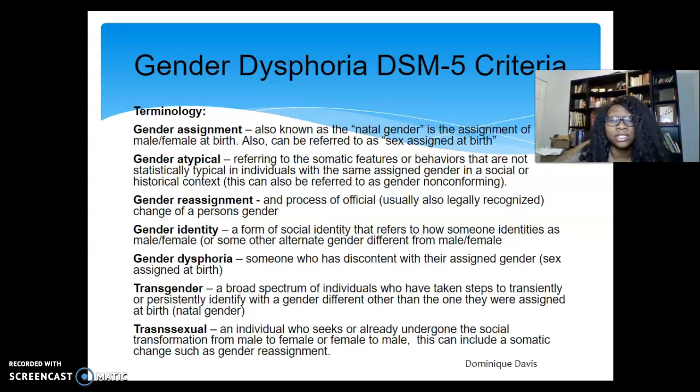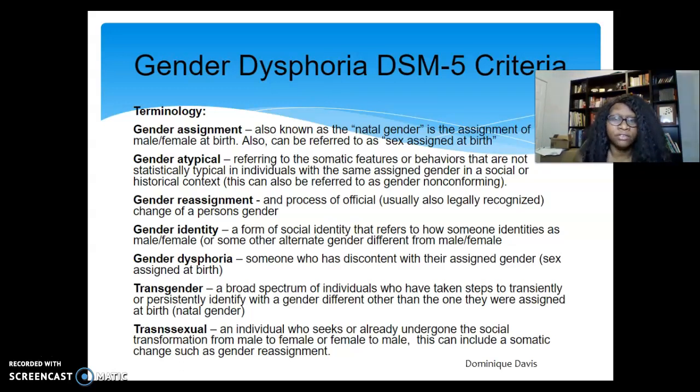This can also be a way to describe someone who's gender nonconforming. Then there's gender reassignment, the process of official and social recognition as someone changing their gender to something other than their natal gender. Gender identity is their social identity. It refers to how someone identifies as male or female, or something alternate from male or female, just not what they were assigned at birth. Gender dysphoria is the overall feeling of someone who's discontent with their sex assigned at birth or their natal gender.